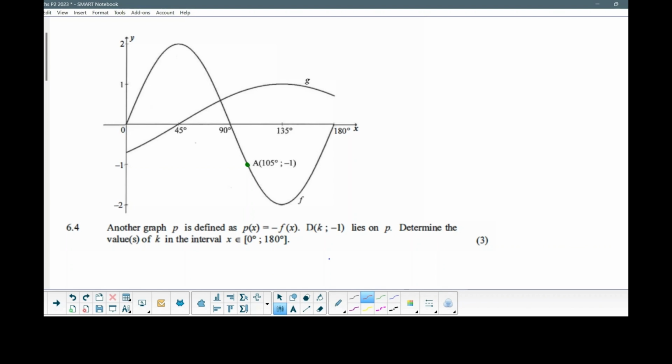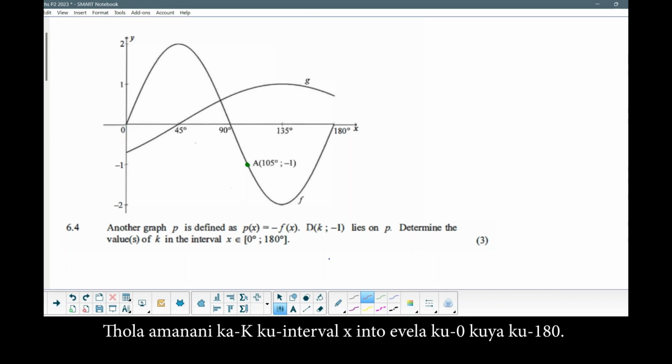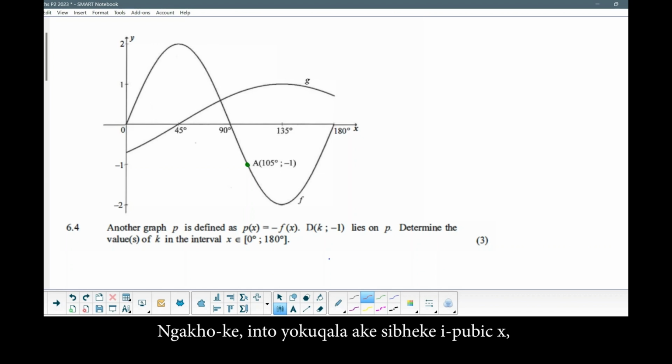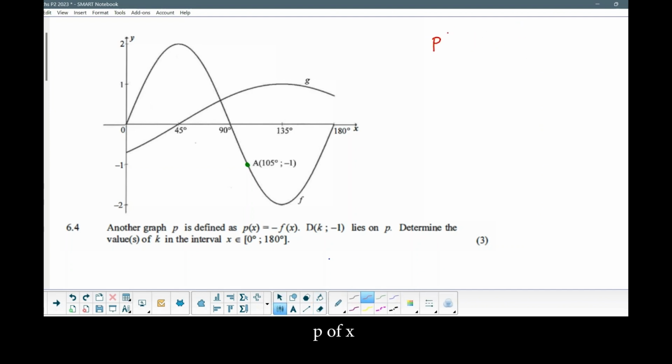6.4, another graph P is defined as P of x equals negative f of x. D, which is (k, negative 1), lies on P. Determine the values of k in the interval x from 0 to 180. So the first thing, let's have a look. P of x is equal to negative f of x.